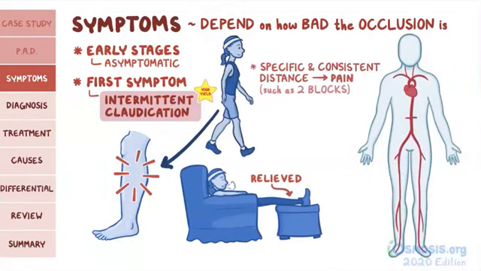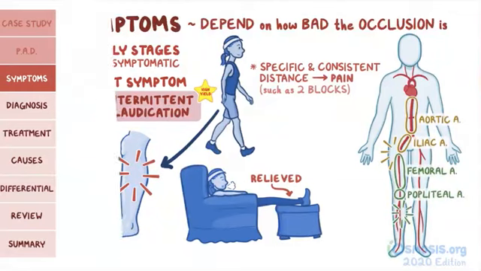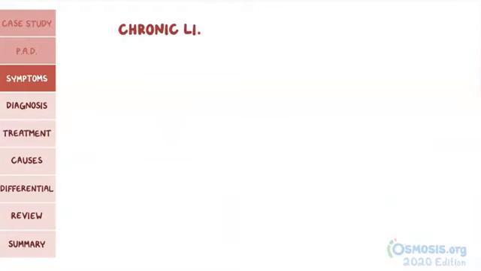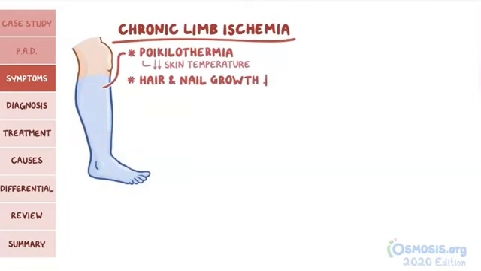The location of the pain can also help give a clue about which artery is occluded. For example, hip claudication indicates aortic or iliac artery occlusion, whereas calf claudication points toward femoral or popliteal artery occlusion. In addition to claudication, chronic limb ischemia may produce some physical changes. This includes a decrease in the skin temperature called poikilothermia. Also, hair and nail growth decrease and sensation can be lost.